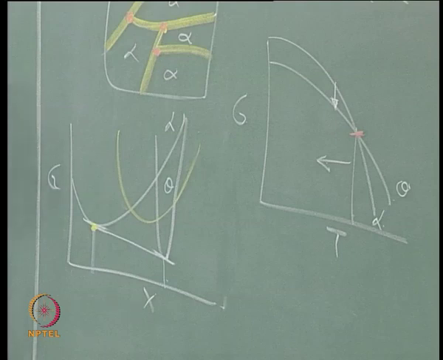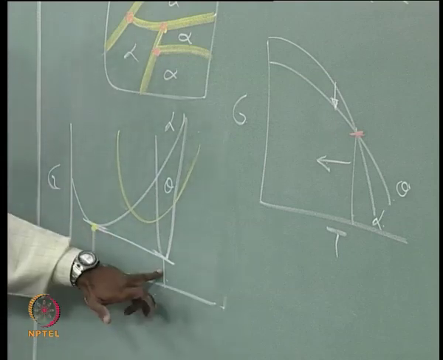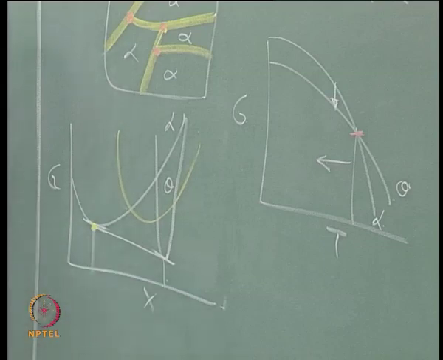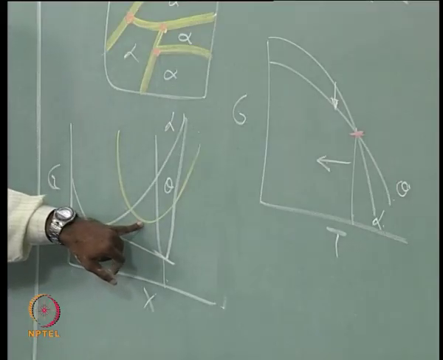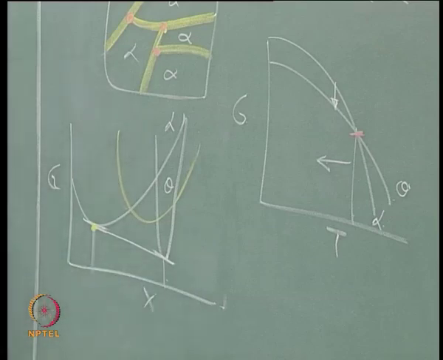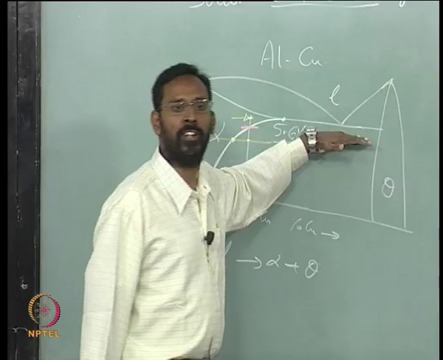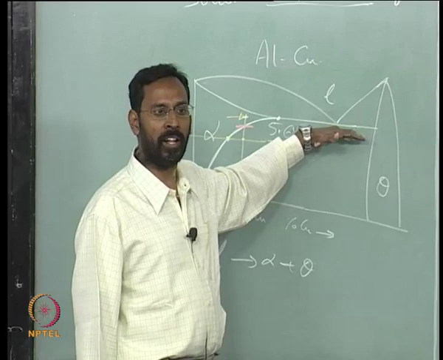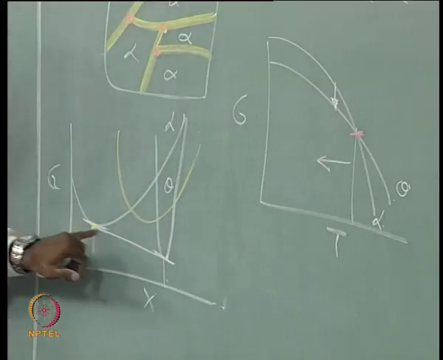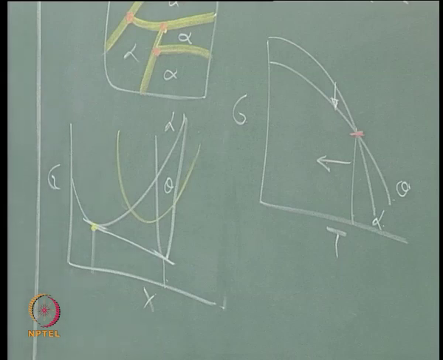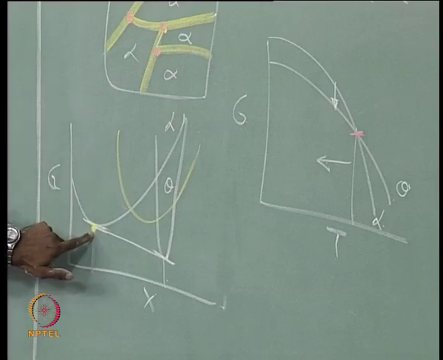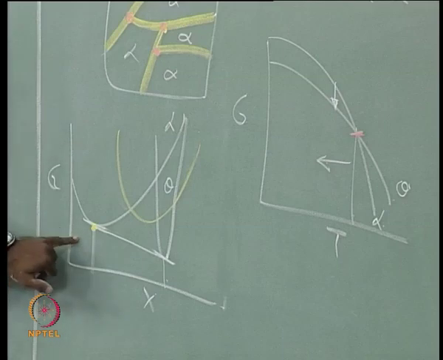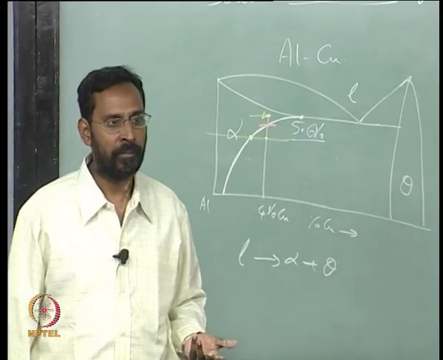The liquid free energy curve is above the two, so the stable state is alpha plus theta. The moment you reach the eutectic temperature, the liquid free energy curve comes and touches the common tangent between alpha and theta, so that all three have the same common tangent, and that is the eutectic temperature. Until you reach it, the liquid curve is always above the common tangent between alpha and theta. The common tangent compositions at various temperatures, if you draw the locus of all these compositions, generate the Solvus line.